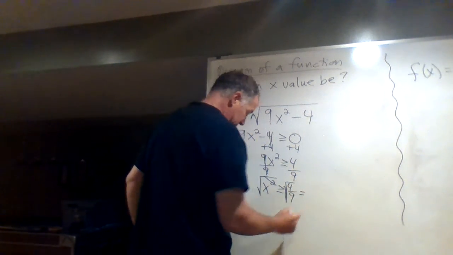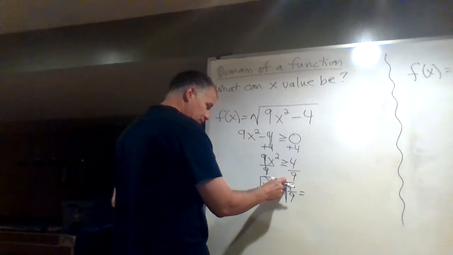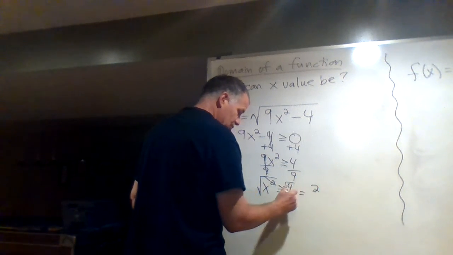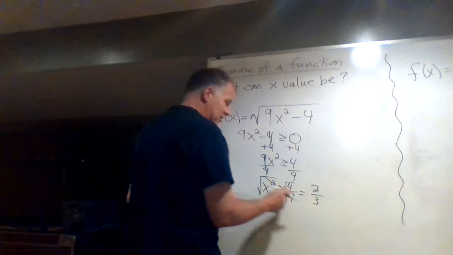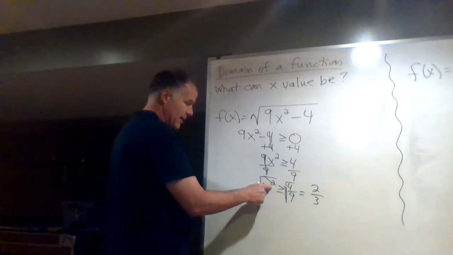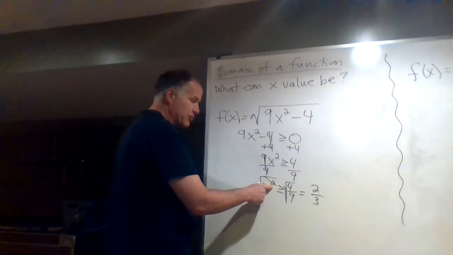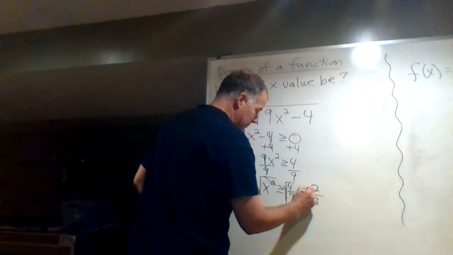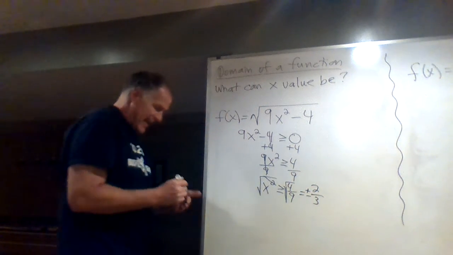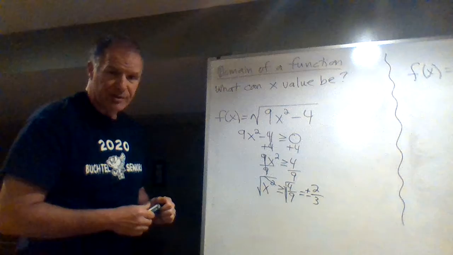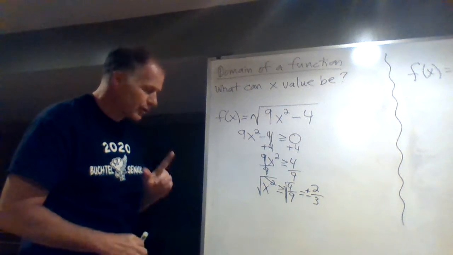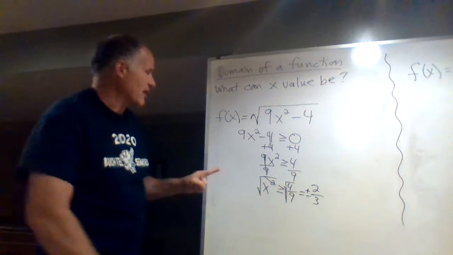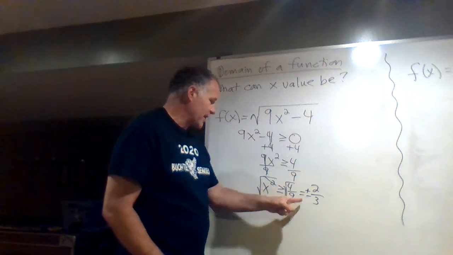Square root of 4 is 2, square root of 9 is 3. But guys, remember, when you square root, that square means there are 2 answers. And remember, we get positive and negative 2/3. Now, guys, here's the thing. So what am I allowed to plug in here?